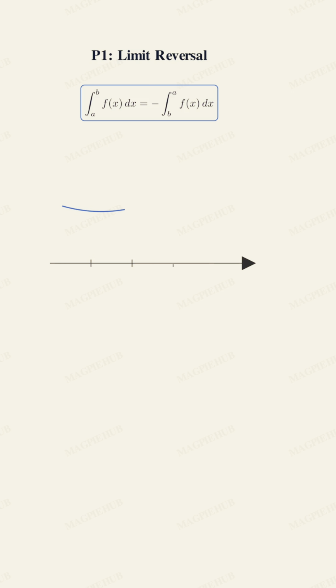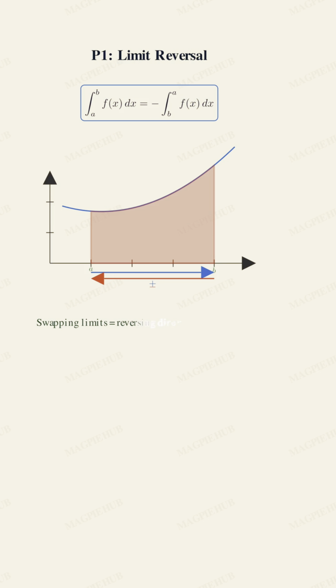Property 1, reversing the limits of integration flips the sign. Integrating from a to b gives a positive value, represented by the blue area. But integrating from b to a reverses the direction, giving the negative of that area. Think of it as walking backward on the x-axis.